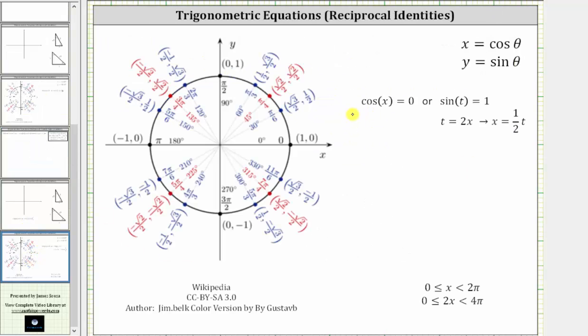Let's first solve the equation cosine x equals 0. Remember, on the unit circle, x equals cosine theta and y equals sine theta, which means to solve the equation cosine x equals 0, we are looking for the point on the unit circle where the x coordinate is 0. And these points occur on the y-axis here as well as here, which means one solution for x is x equals pi over 2 radians, or 1/2 pi radians. Another solution is 3/2 pi radians. So again, these are solutions for x, which we are solving the equation for.